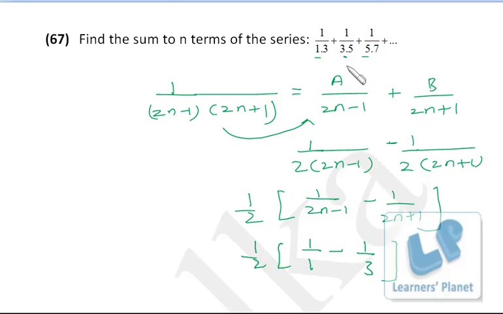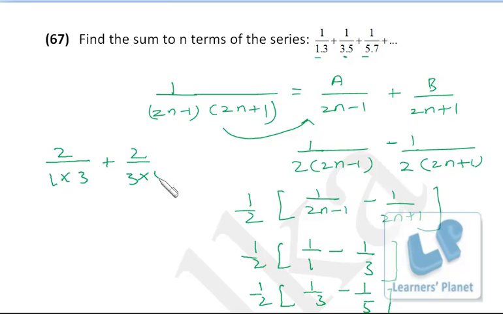Similarly 1 upon 3 into 5 can be written as, if we take n is equal to 2, it can be written as 1 upon 2 1 upon 3 minus 1 upon 5. Right? So precisely what I am doing, I am just multiplying and dividing the entire expression by 2. So it is 2 upon 1 into 3 plus 2 upon 3 into 5 plus 2 upon 5 into 7 and so on. And outside the bracket 1 upon 2 is there. Okay.